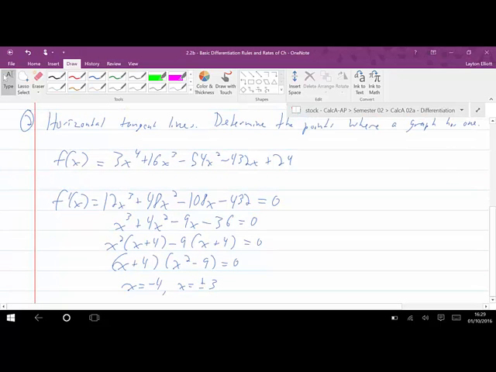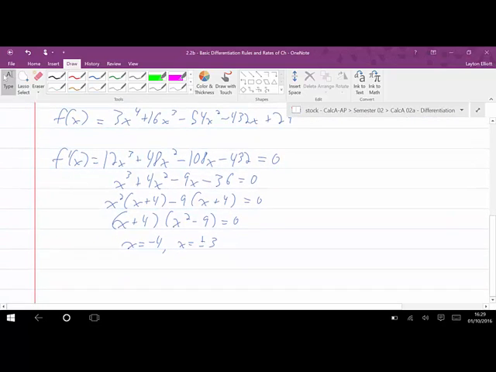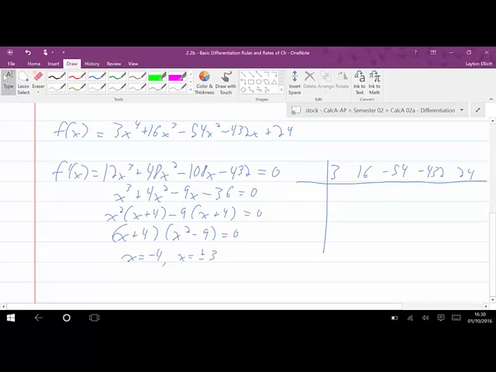Now it says determine the points. I'm just going to set this up because I don't want to do it all, and the problems you get are going to be easier. But if we really wanted to plug in and get the points, I would probably synthetically divide this, with coefficients 3, 16, negative 54, negative 432, 24, and do a little bit of old school pre-calc synthetic division where I bring down the 3, multiply, and add. So it's 4, multiply, negative 16, and add. That'd be negative 70.